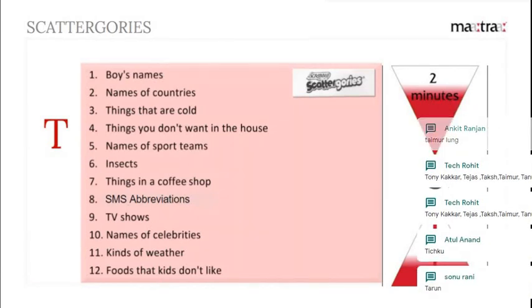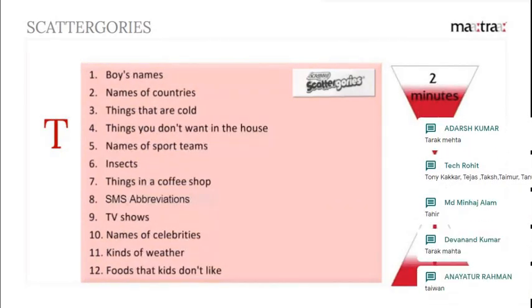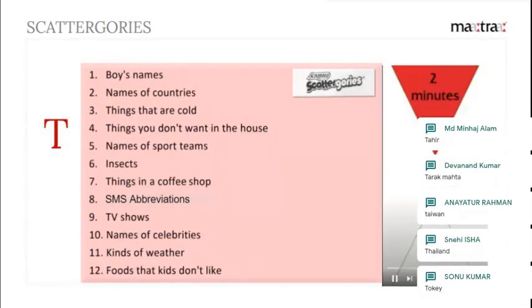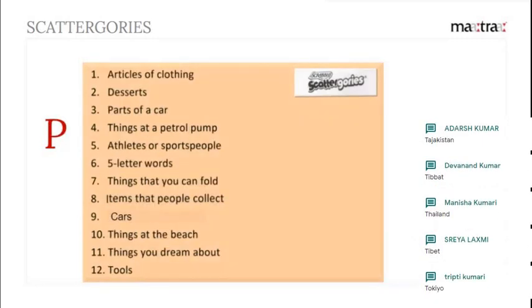All right, next one is going to be names of countries. Taiwan, Thailand, Turkey, Taiwan, Tanzania, Thailand. Spelling, dekho baba, spelling. Like I said, my heart is hurting. Tokyo, baba, spelling Trupti, Tasmania. Very good. All right, next, things that are cold.